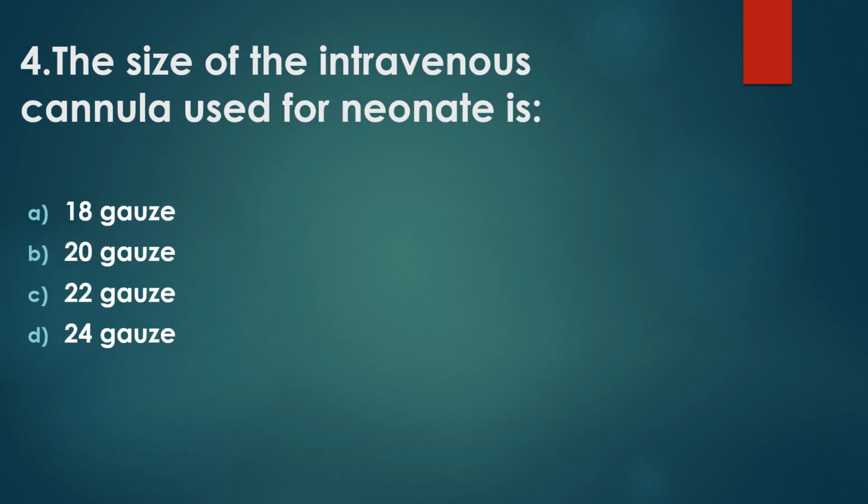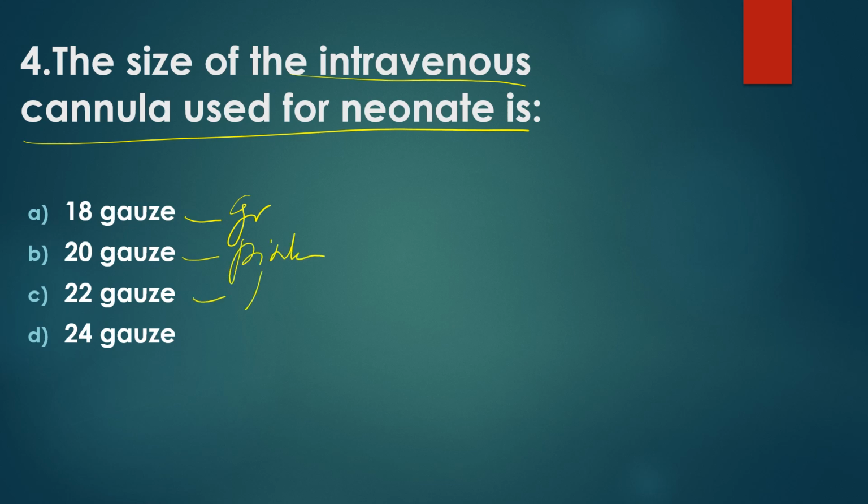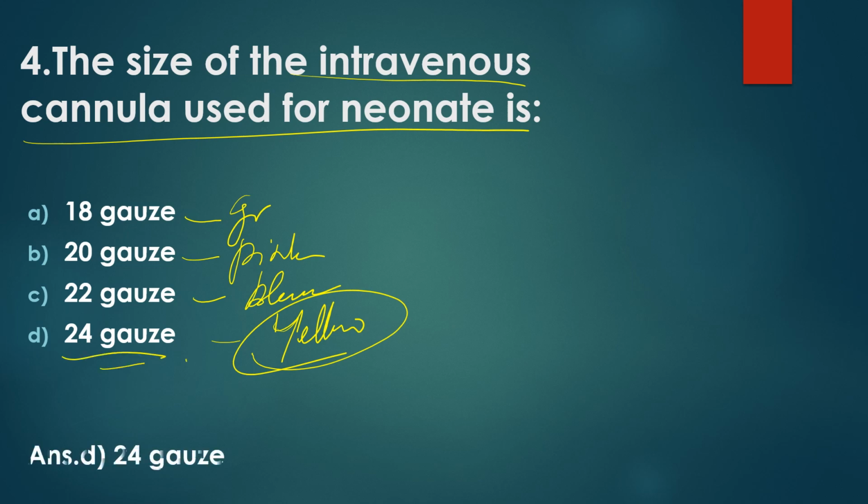And what is the size of the intravenous cannula used for the neonate? Is it 18 gauge, 20 gauge, 22 gauge, or 24 gauge? Let's see the color which is used in the Indian scenario. The 18 gauge is green color, 20 gauge is pink color, 22 gauge is blue color, and 24 gauge is yellow color. Okay. So you might have seen for the babies, yellow color is suggested. That's 24 gauge, which is used for cannulation for the infant.